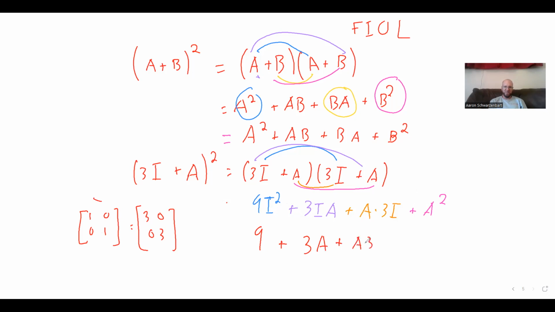A times 3. Now, multiplication of matrices is not commutative, but a scalar times a matrix actually is commutative. So 3A is the same as A3. So 3A plus 3A is 6A. Okay. The identity matrix does allow me, however, to add these terms together. Okay.